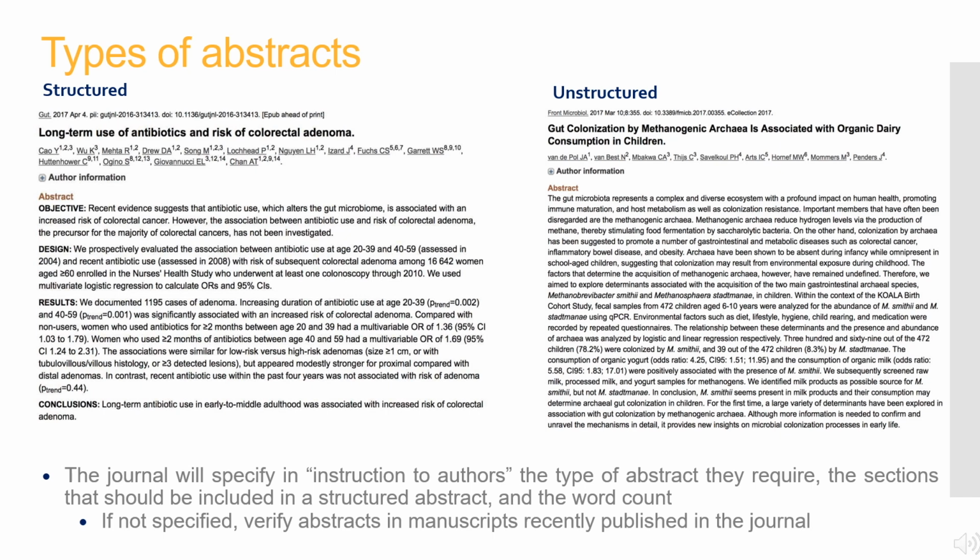There are two types of abstracts, a structured abstract and an unstructured abstract. The difference between the two is that the structured abstract has the different parts divided by subheadings. The journal you decide to submit your manuscript to in the Instructions to Authors section will describe the type of abstract they require. Sometimes these sections change depending on the journal, and also the word count is not universal across all journals. So definitely refer to Instructions to Authors. If not specified, verify abstracts in manuscripts recently published in that journal.